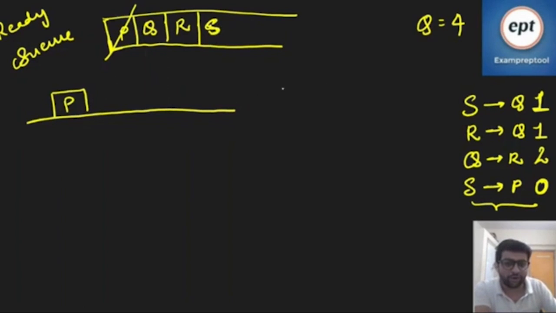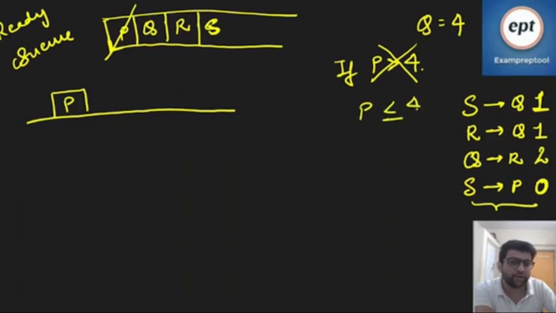If the burst time of P was greater than 4, then the process P would have again gone to the ready queue. However, if the process would have again gone to the ready queue, then there would have been a context switch from S to P. But it has been given that the context switch from S to P is equal to 0, right? So we know that this is not possible, so the burst time of P should be less than or equal to 4.